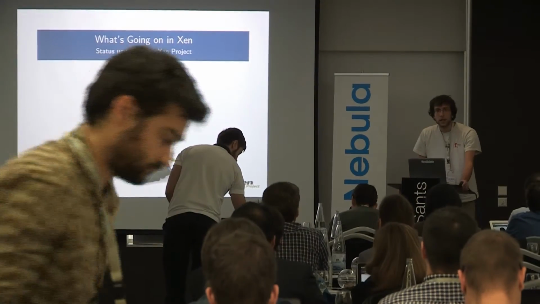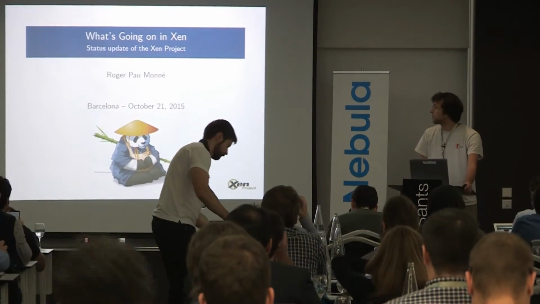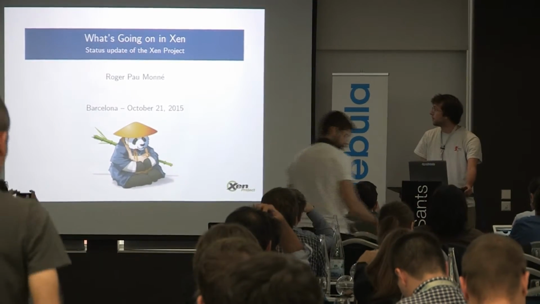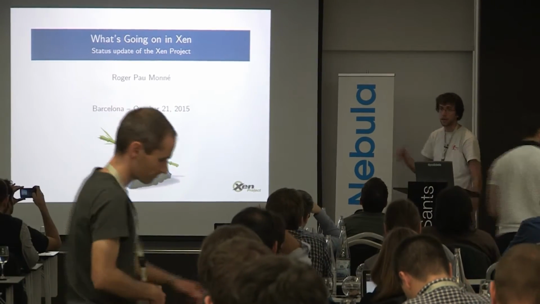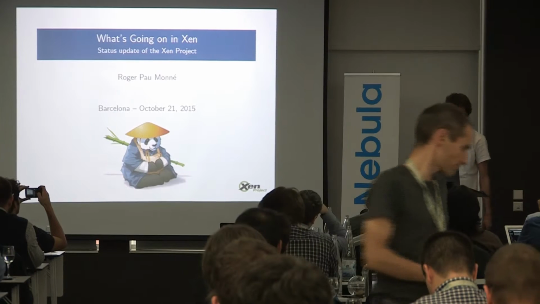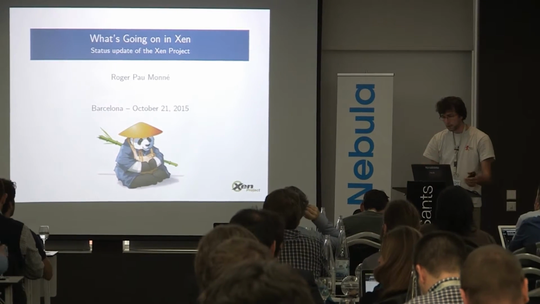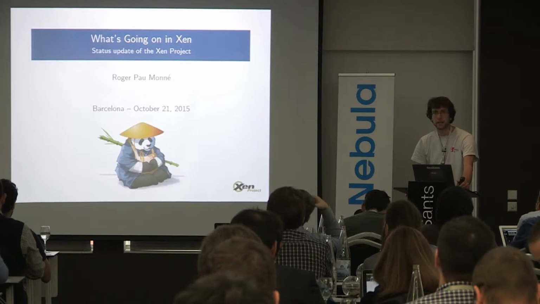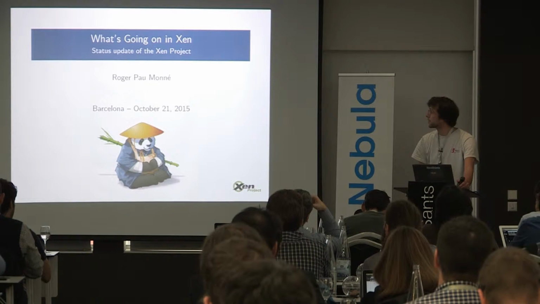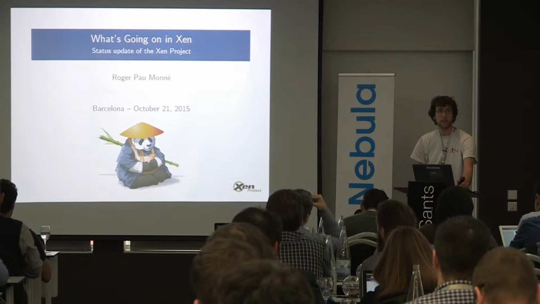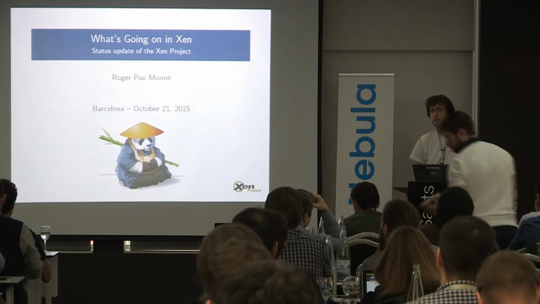My name is Roger. I work for Citrix on the open source team, and I mainly work with the Xen project together with other projects like the Linux kernel or FreeBSD. And I'm here today to speak about Xen and the new features of the last version that we released. Last week we released a new version, that's 4.6.